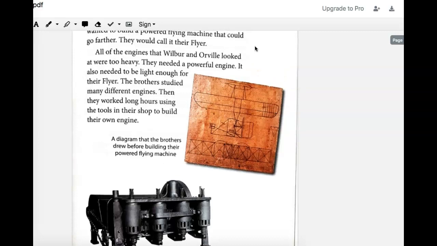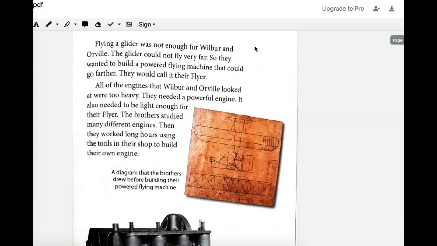All right. So what did the brothers want to build after the glider? They wanted to build a powered flying machine. Then what did the brothers need to power the flying machine? They needed a powerful but a light engine. Then what was the problem with all the engines that they looked at? What was the problem? They were all too heavy.